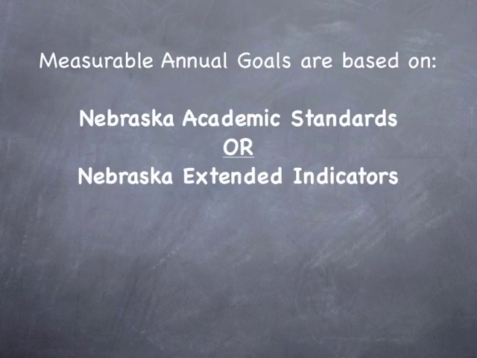We also want to keep in mind that we use the Nebraska Academic Standards or the Nebraska Extended Indicators. When we're looking at extended indicators, remember that is only about 1% of our population, and those students are working toward goals that are related to independent living or job skills.